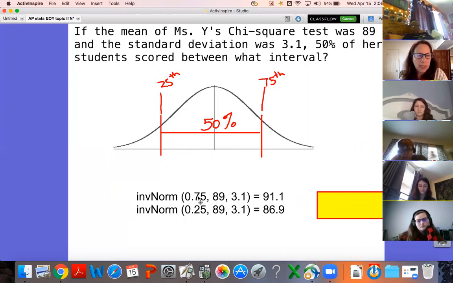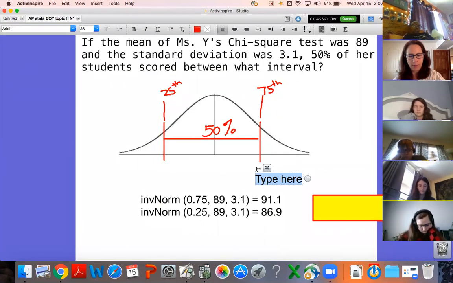So I use the percentile, the mean, the standard deviation, and I got a 91.1, so that number would go here. And then I did another inverse norm using 25, and I got an 86.9, so that would go here.